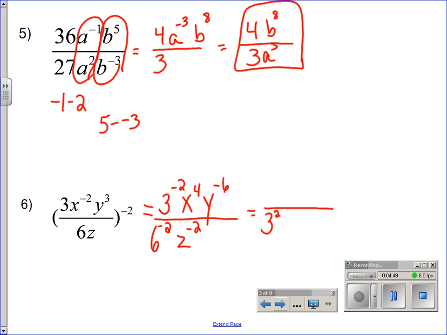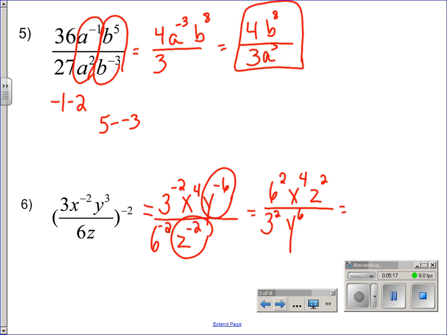Now, with the 6 to the negative 2, it's already on the bottom, so what's going to happen when we flip it? Right, it's going to go to the top and become positive. The x is already positive. Where's the y to the negative 6 going to go? Right, to the bottom, become positive. What about z to the negative 2? It's really 1 over z, so if we flip it, it becomes z with a positive exponent.